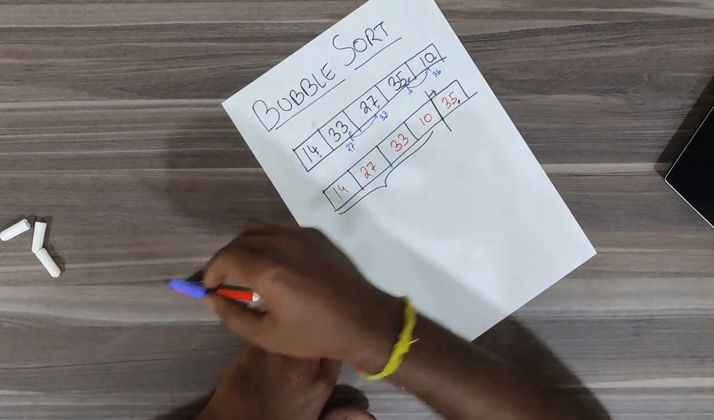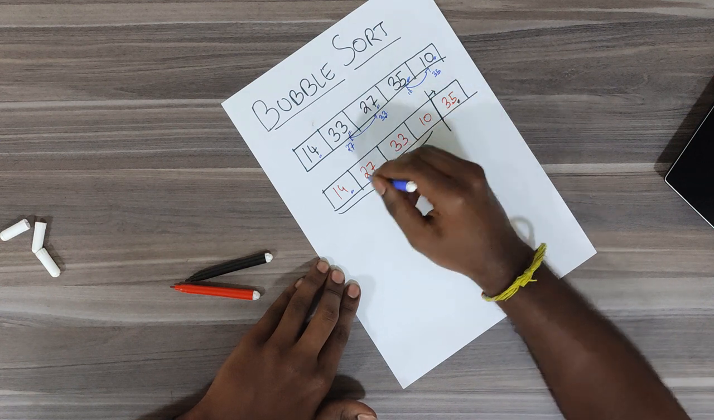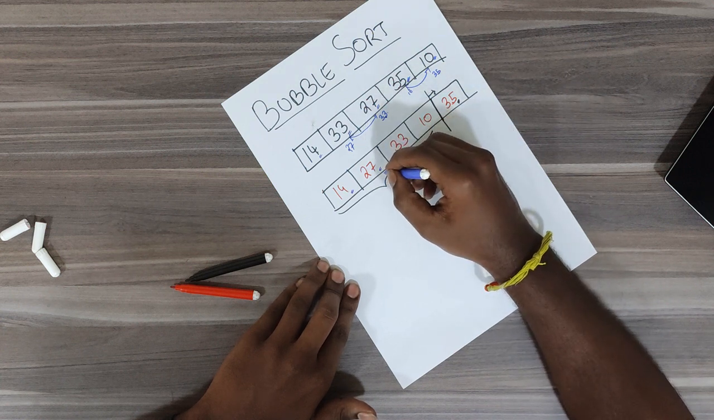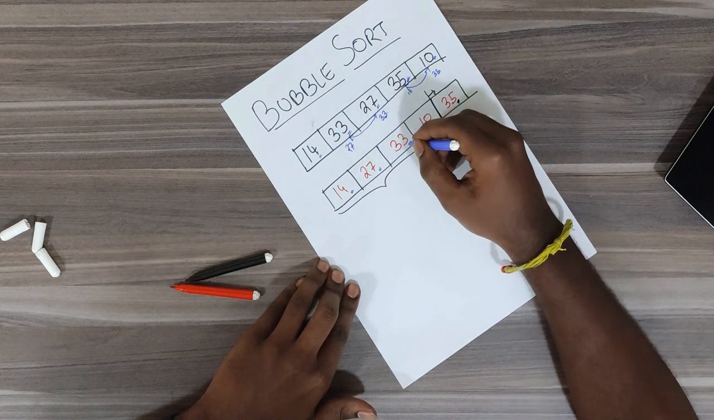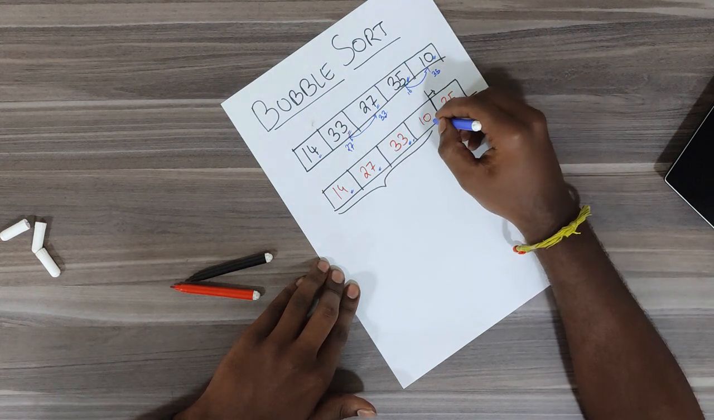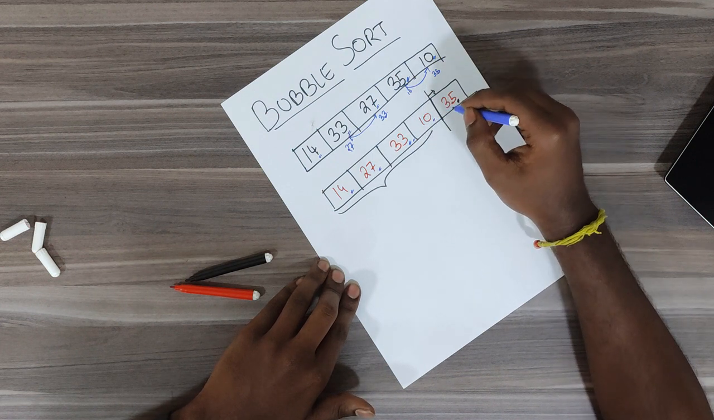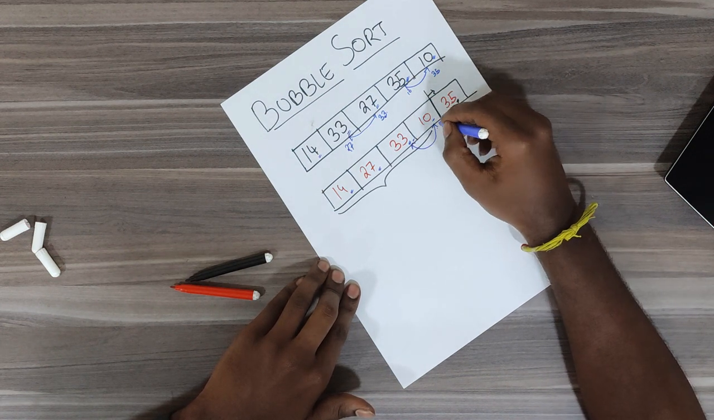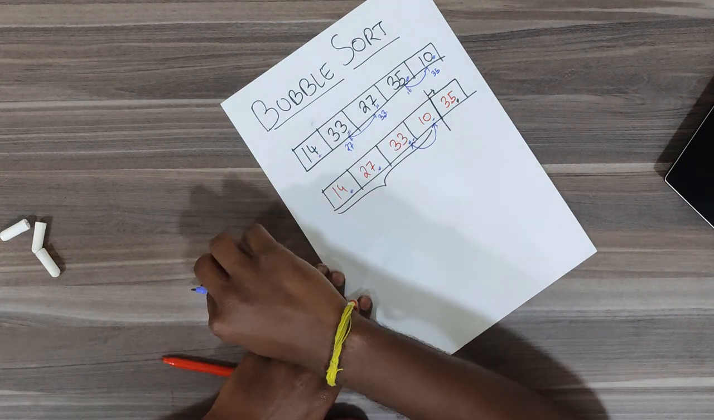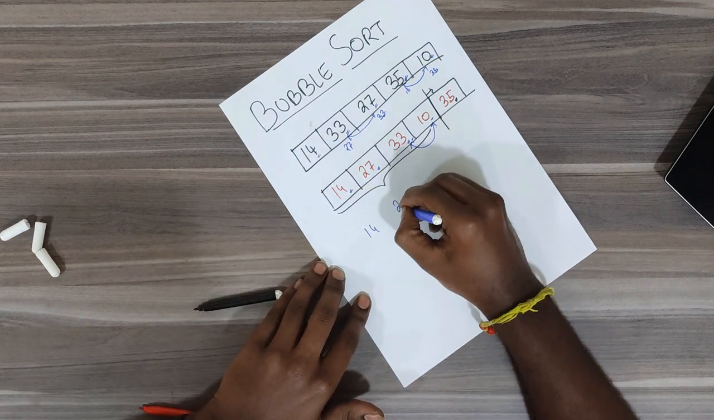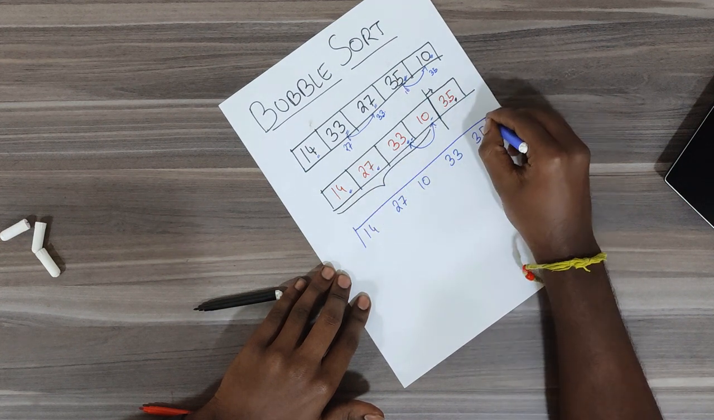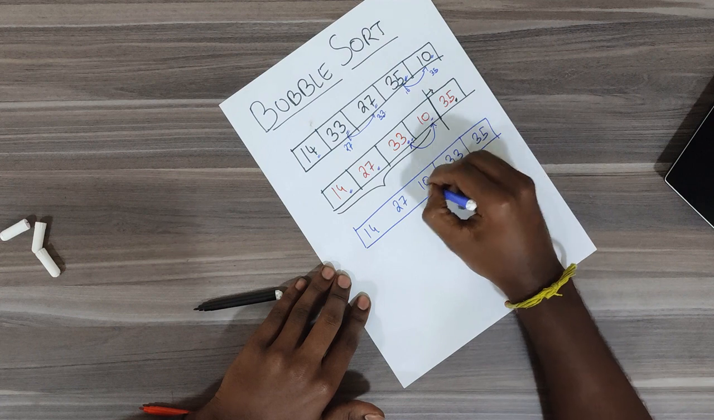So again we'll compare 14 and 27. 27, which is the greater, is towards the right, so there won't be any swap. Again we'll compare 27 and 33. 33 being the largest is towards the right, so no swaps. Then we'll compare 33 and 10. Since 10 is smaller but it's towards the right side, swap occurs here. So on the resultant of the second iteration, we get that the elements are 14, 27, 10, 33, 35. So this here is the resultant array.